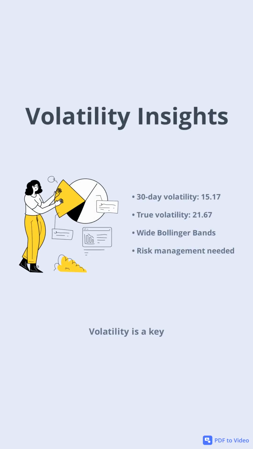Volatility is a key factor for risk management. EVTV's 30-day volatility is 15.17, with true volatility and NATR 14 both at 21.67. The Bollinger Band width of 1.87 further confirms the heightened volatility environment. Such conditions can lead to rapid price swings, making stop-loss strategies and position sizing even more critical for traders. Understanding volatility helps set realistic expectations for price movement and risk.